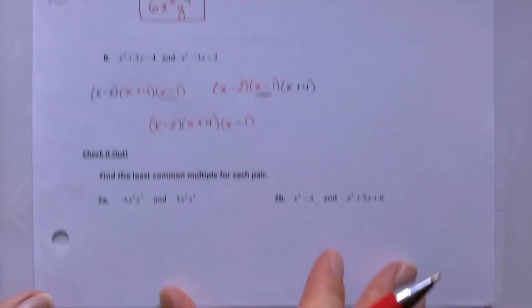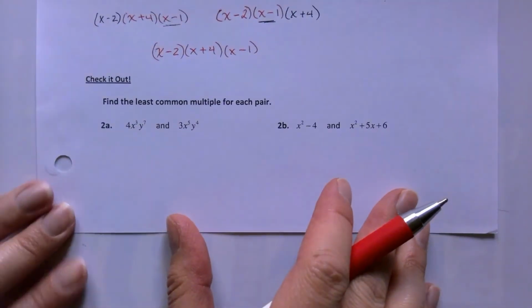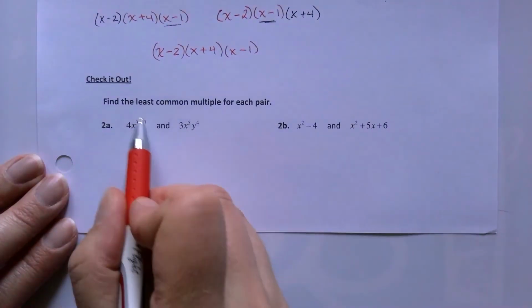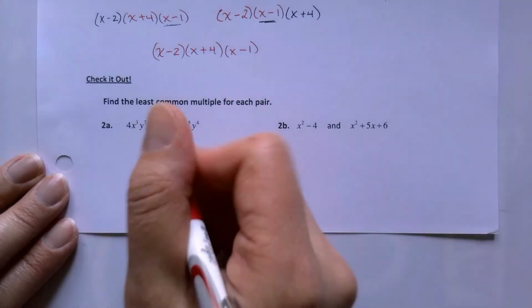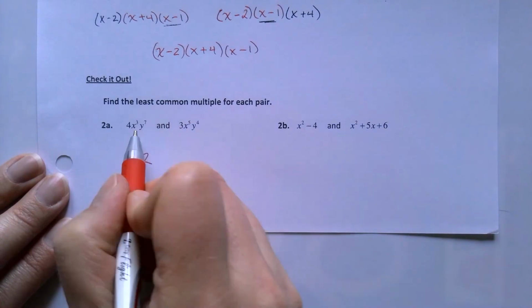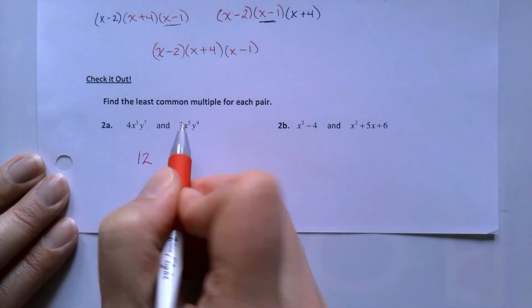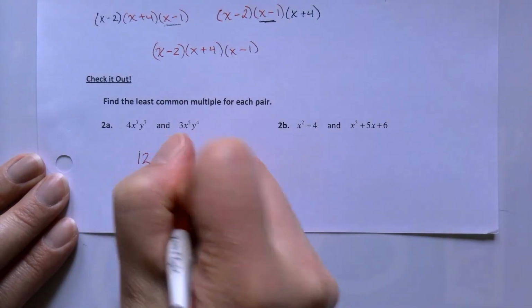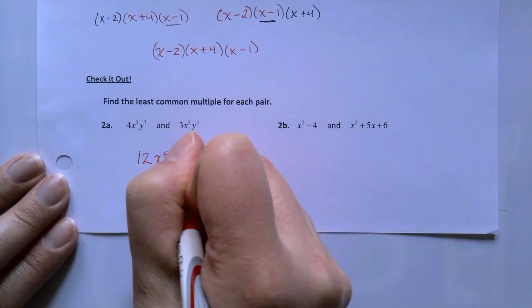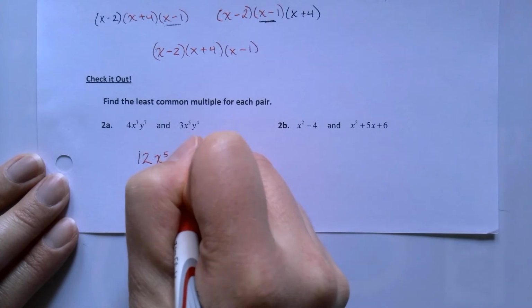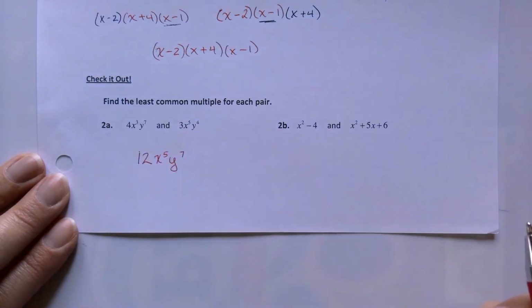All right, so here are some extra try it out for you. And you can see that I have just one term here and one term here. So common multiple in 4 and 3 is 12. Build up, if I have x to the 3rd, I have to build up, so x to the 5th. Y to the 4th would be y to the 7th, because I am building up there. All right, so there is my LCM.